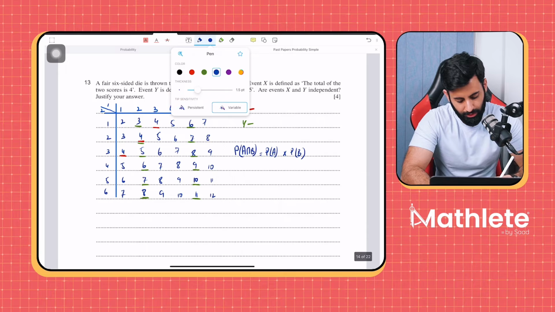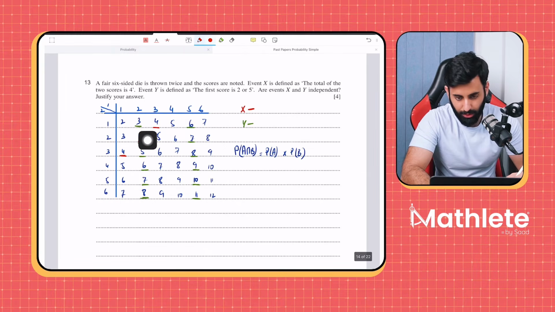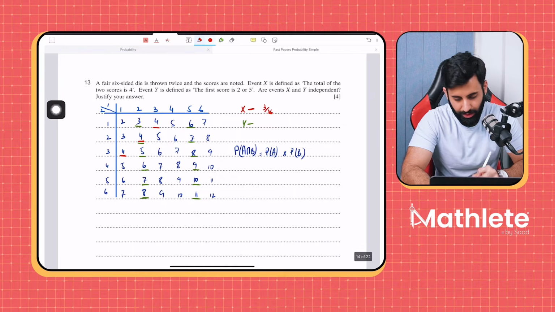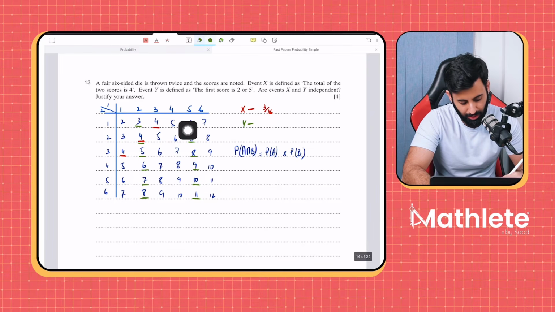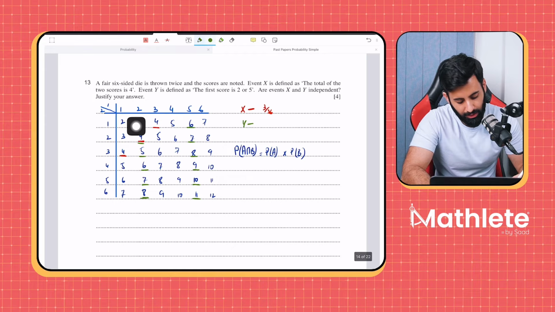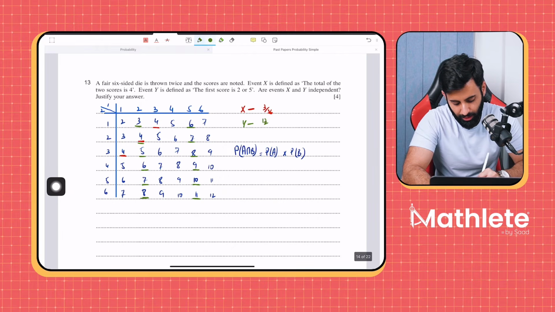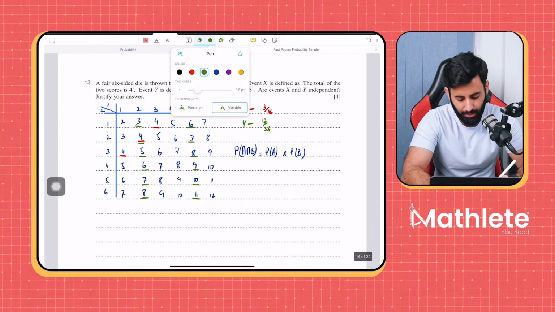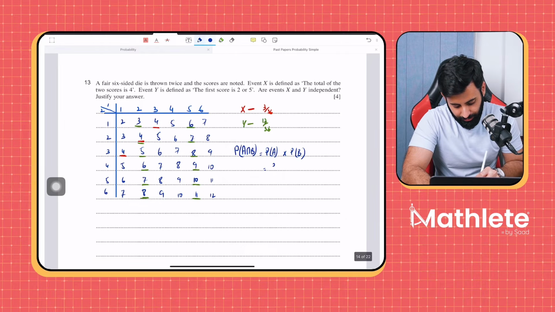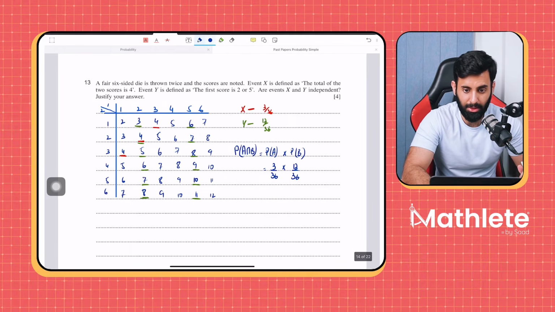I'll explain. So what's the probability that the total of the 2 scores is 4? That's 3 upon 36. All right, that is the correct answer, by the way. What's the probability that the first score is 2 or 5? Here are all the possible ways the first score is 2, and here are all the possible ways the first score is 5. So 6 here and 6 here, that's all together 12 over 36. Here it's X and Y instead of A and B. So the probability of X is 3 upon 36 multiplied by the probability of Y, which is 12 upon 36. Does that answer your question, by the way? Now do you get where the 12 came from?